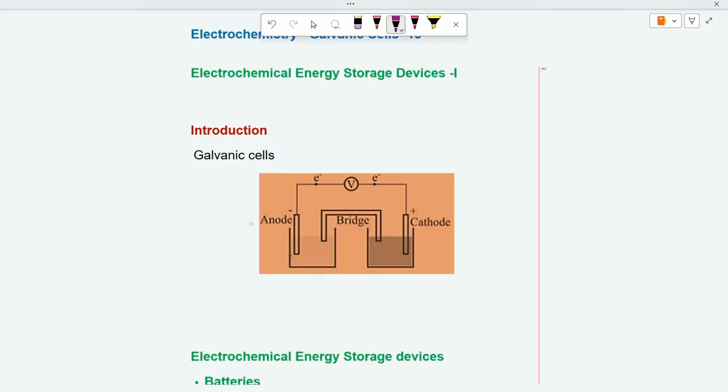At the anode, what will happen? The anode is an electrode at which oxidation takes place. Suppose I am having a metal M. This metal gets oxidized to form Mn+ and n electrons, where we assume the valency of the metal to be n.